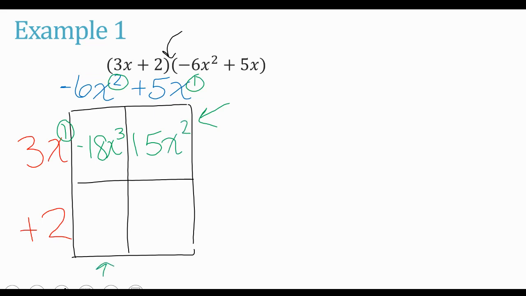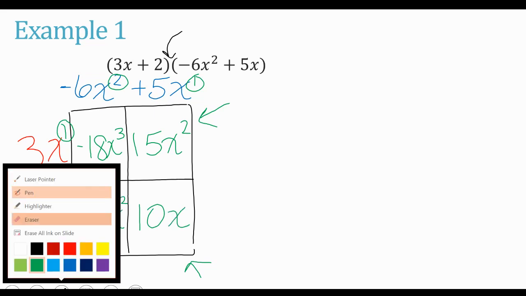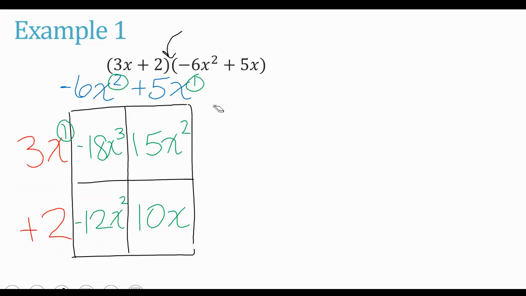Now for this box, we have 2 times negative 6x squared. 2 times negative 6 gives me negative 12. And then this does not have an x, so we can't add the exponents, so I'm going to just bring down that x squared. Don't add the exponents. Now for this last box, 2 times 5x, well 2 times 5 gives me 10. This doesn't have a variable, so I'm going to just bring down that x. Okay, I'm going to just erase these arrows.